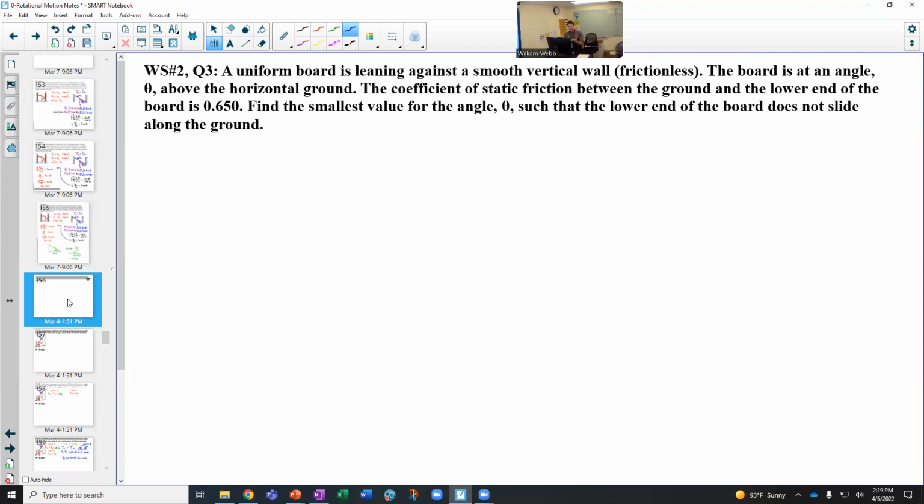And they want to find out what's the smallest angle at which the lower end of the board does not slide along the ground. So the idea here is, say you have your surfboard and you want to lean it against the wall. Well, if it's too angled, it's just going to slip, right? And they want to know, how steep do I need to make that surfboard so it doesn't slide across the floor if the coefficient is this amount? All right, so that's the basic premise. You're going to use a lot of the same things. I would suggest draw a picture, put your forces and torques together and see what you can come up with.